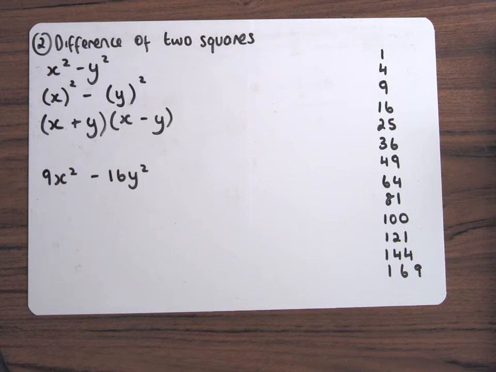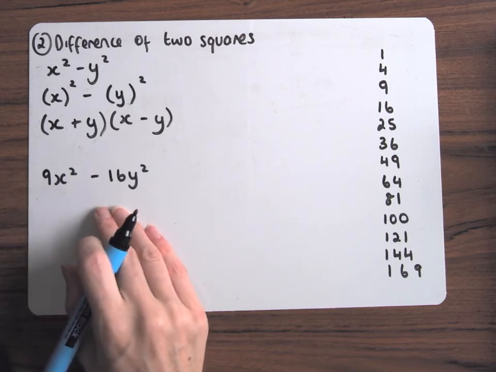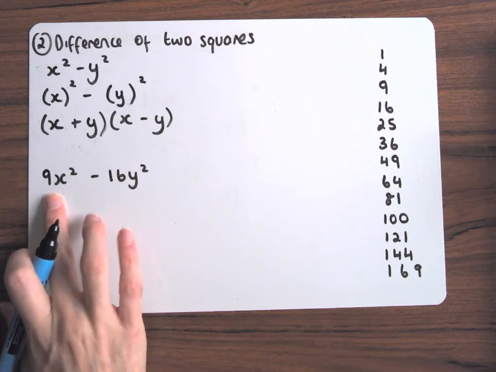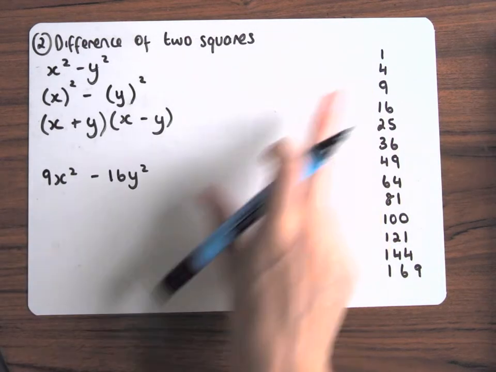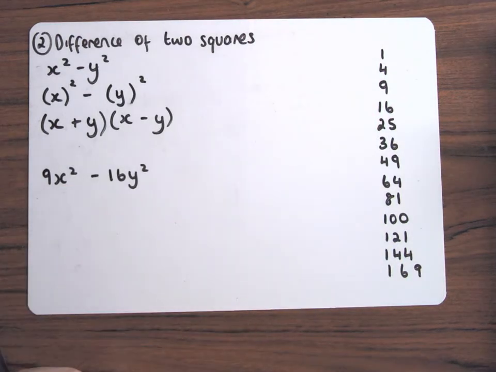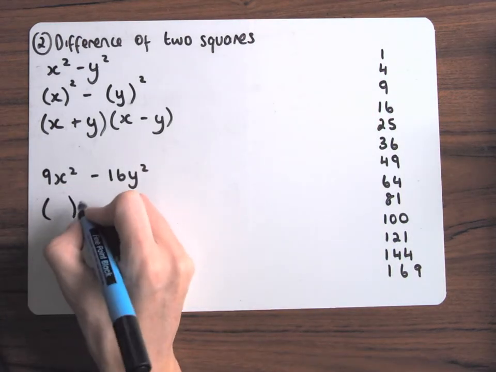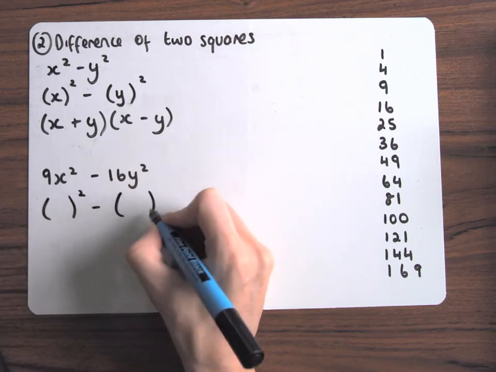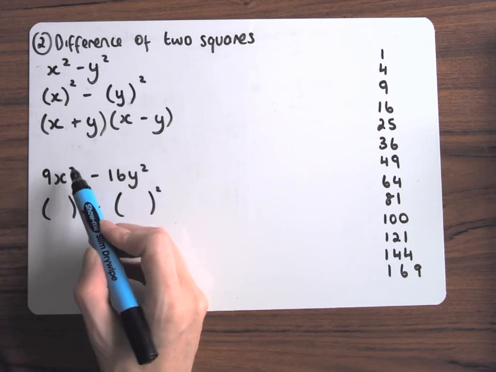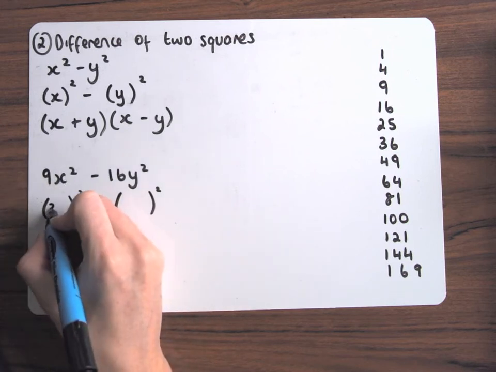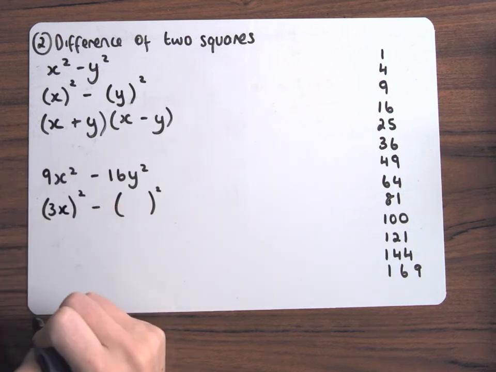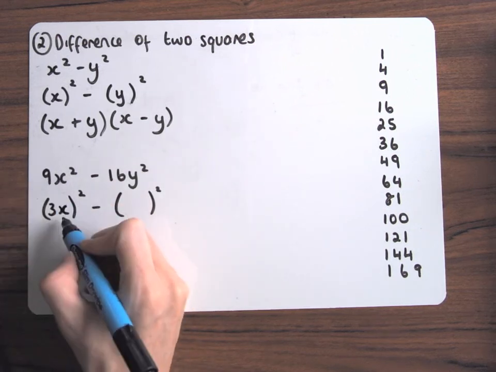Okay, let's have a look at this one. 9x squared minus 16y squared. First you need to identify, are they all square numbers? 9 is, 16 is, squared with the x squared, with the y. So yes. So this is something to be squared and this is something to be squared. So what squared gives me 9x squared? 3 and letter x. 3x to be squared. 3 squared is 9, x squared is x squared.